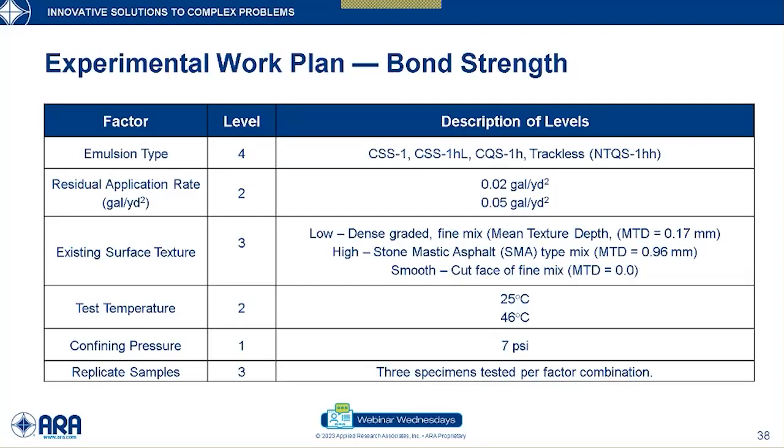This is the experimental work plan for bond strength. Four emulsion types were used: CSS-1, the cationic slow setting; CSS-1HL, which is polymer modified; CQS-1, which is cationic quick setting; and the trackless one, NTQS. Two application rates, 0.02 gallon per square yard and 0.05 gallon per square yard, were used to see the effect of application rate on bond strength. Three types of surface texture were used to quantify the effect of surface texture. One is the low fine mix, as I showed you in the picture, one is the stone mastic asphalt, and the other was a smooth surface. That's the cut face of the fine mix, where mean texture depth was zero. So the smooth surface was introduced to see the real effect of surface texture. And two test temperatures were used, 25 degrees Celsius and 46 degrees Celsius. A 7 psi confining pressure was used to hold the sample in the shear testing device, and three replicates were tested for each combination.